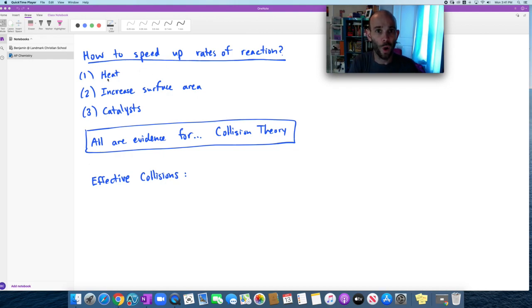And in fact, all three of these ways of speeding up a reaction are good evidence for something called collision theory. And we're going to talk about collision theory and effective collisions as well.